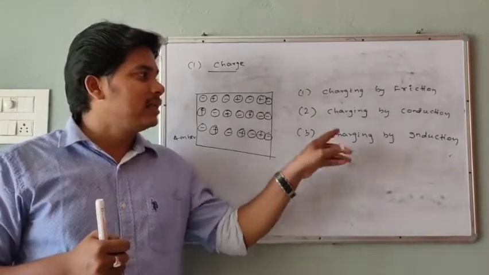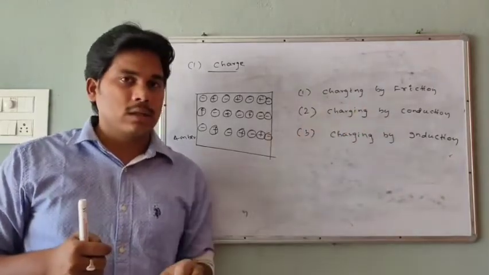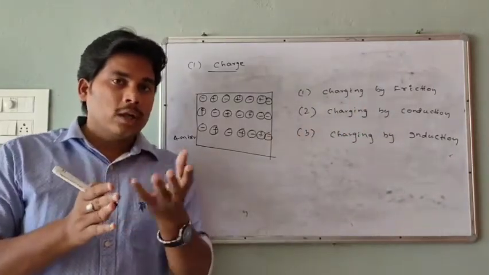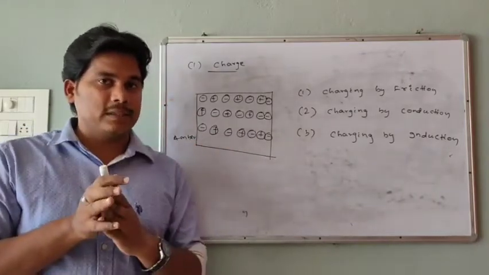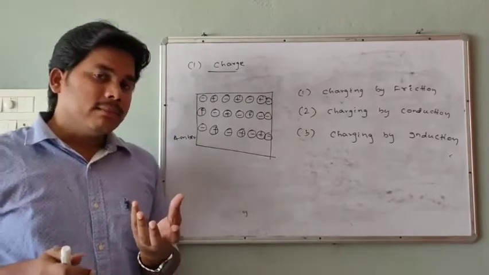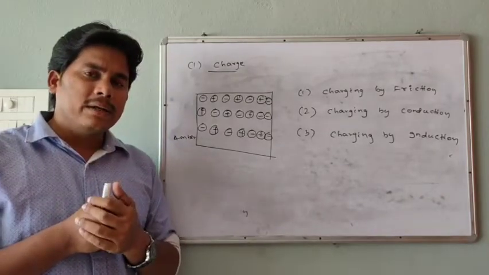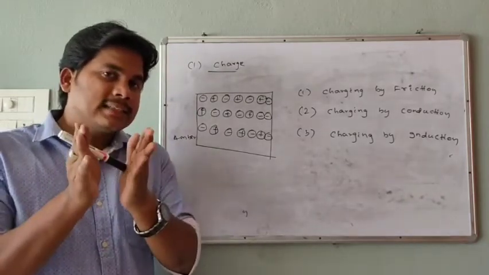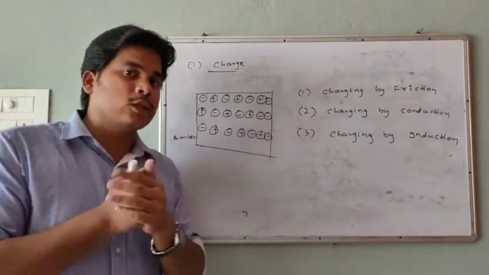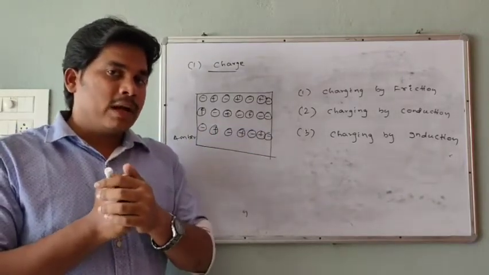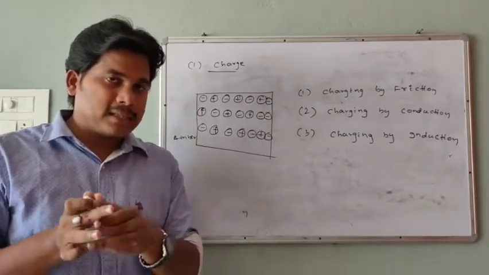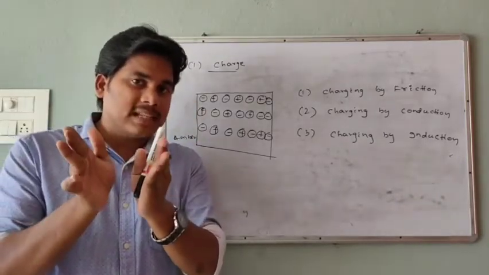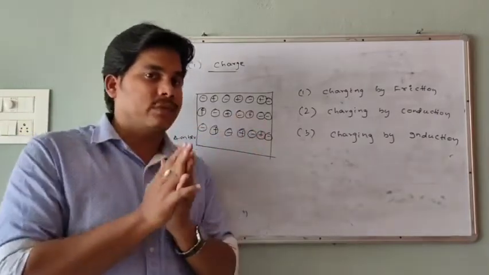And secondly, we will see what is charging by conduction. Conduction, we already know. Conduction means if any surface touches another surface. In the pendulum experiment, we discussed that a charged body is touched with another neutral body. Then the charges will be transferred. That does not imply that all the charges will go.